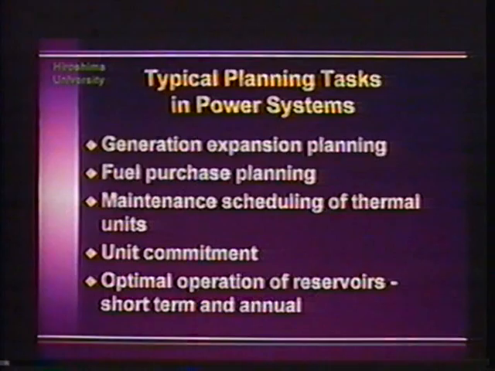Let's start off by explaining typical planning tasks in power systems. First, I would like to raise generation expansion planning. Even under the regulation environment, we have to install new generation facilities one by one as long as the power demand continues to grow. And the planning is very difficult, and the time horizon of this planning extends from 5 years to 20 years. Then the fuel purchase planning is a very key point for operating power systems. And this planning problem is rather political than economical.